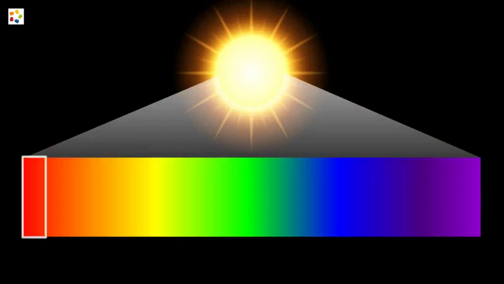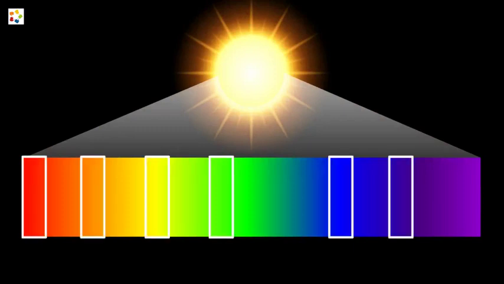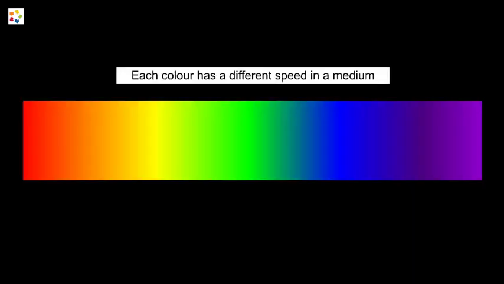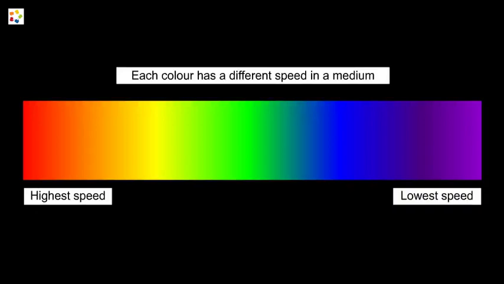However, it consists of many different colors: red, orange, yellow, green, blue, indigo, and violet. The order of the colors contained in white light is called its spectrum. Each component color of white light travels at a different speed in a medium. Red light has the highest speed, while violet light has the lowest.